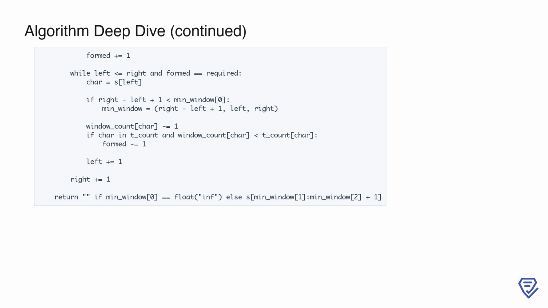The right pointer iterates through S, updating window_count and checking if the condition for forming a valid window is met. Once a valid window is found, the left pointer begins contracting the window while checking if it's the smallest valid one. The process continues until all characters in S are processed. Finally, the function returns the smallest valid substring or an empty string if no valid window exists. This implementation ensures clarity, efficiency, and correctness by adhering to the principles of the sliding window approach.